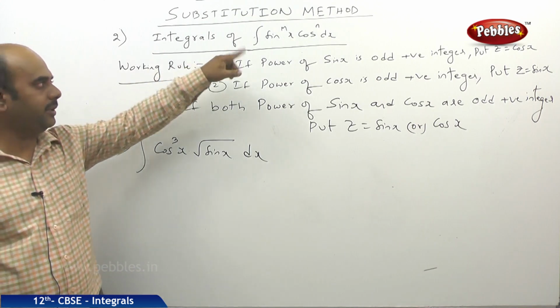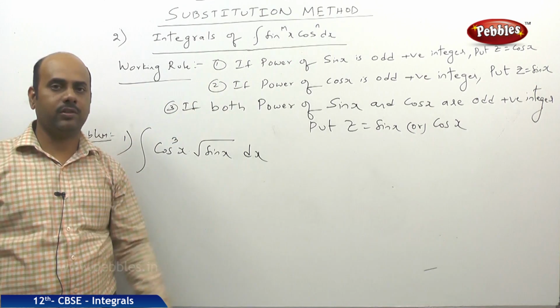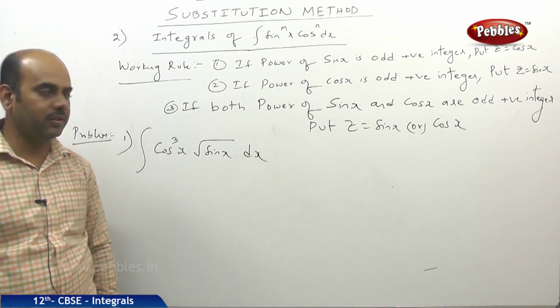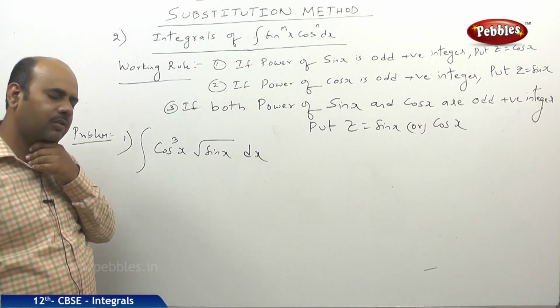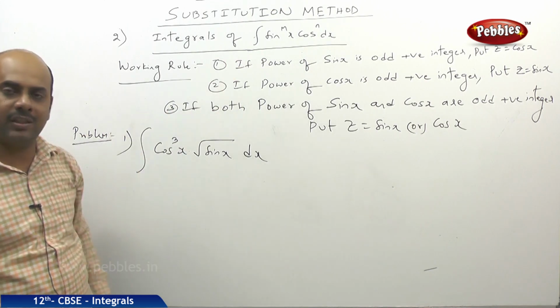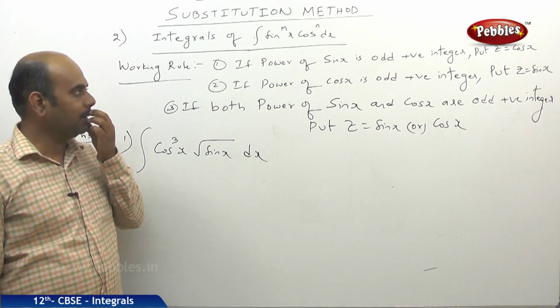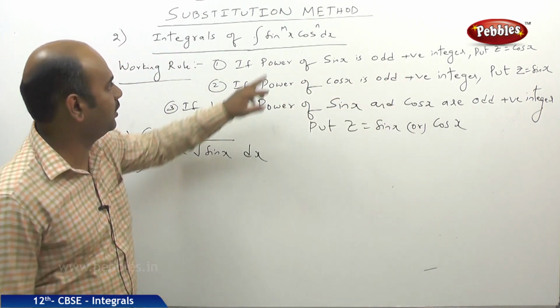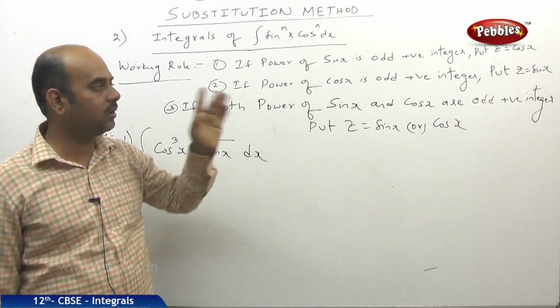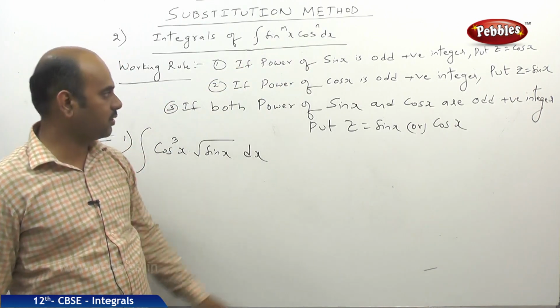Now in the substitution method we will be seeing another model. It will be of the form integral of sin power m x into cos power n x dx. Now here we will be solving this kind of problems using some working rule. If the power of sin x is an odd positive integer, that means if the power of sin is odd, you put z is equal to cos x.